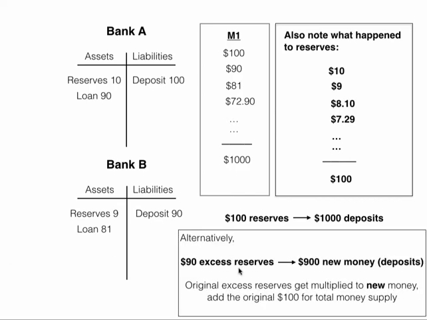Another way to think about it is that original amount of excess reserves. Remember, $100 got deposited, $100 in reserves, 90 of it was excess because we had to hold 10%. Excess reserves get multiplied into new money. So $90 of excess gets multiplied into 900 of new money, and then we added that original $100 to get that $1,000. So it's just another way of saying the same thing, of what's going on with our money multiplier.